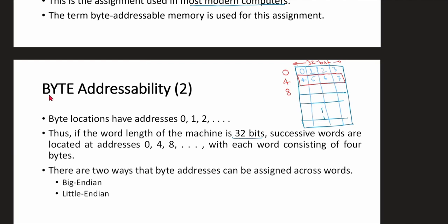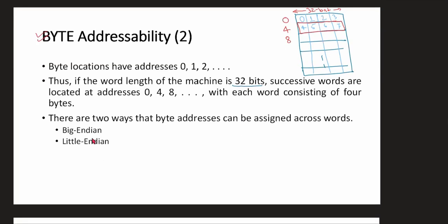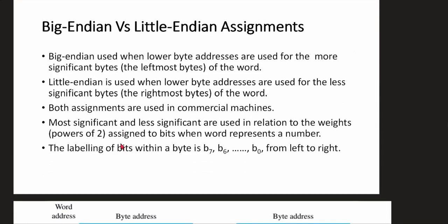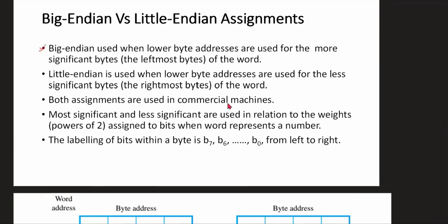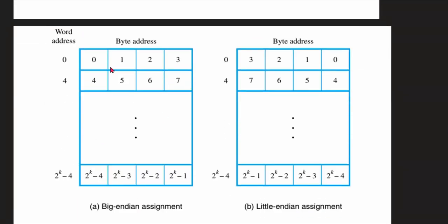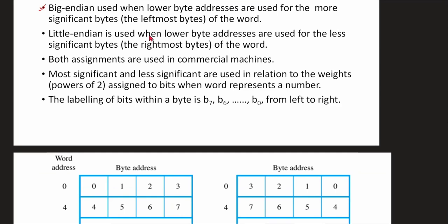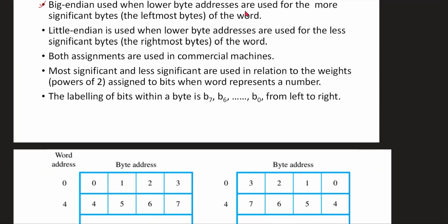Based on the byte addressability concept, there are 2 different representations of the addresses. Two ways are used to byte address memories. One is called Big-Endian, and the other is called Little-Endian. How are they different? Big-Endian is used when lower byte addresses are used for the more significant byte, the leftmost byte of the word.